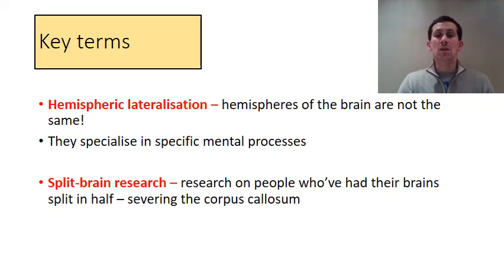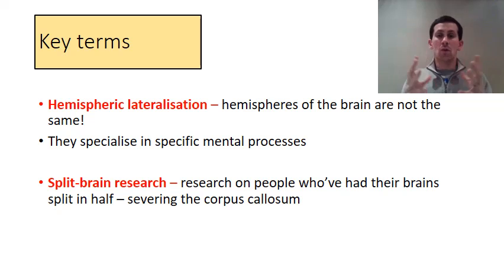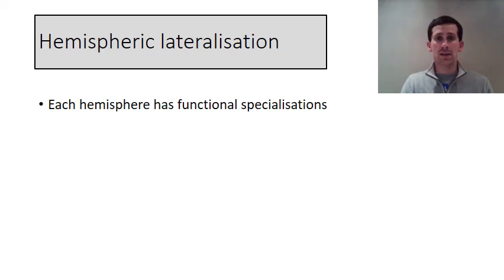Split brain research was research conducted on individuals who had their brains basically split in half. The part that connects the left and the right hemispheres, the corpus callosum, was split down the middle, and that resulted in people being able to explore things like language. So the first thing we're going to look at is hemispheric lateralisation.